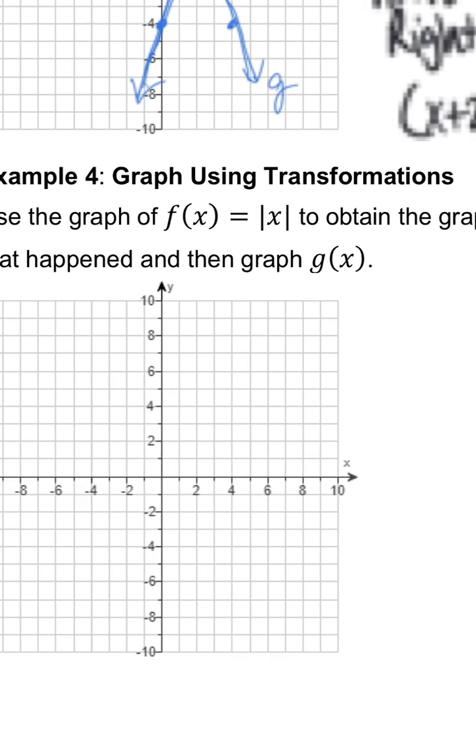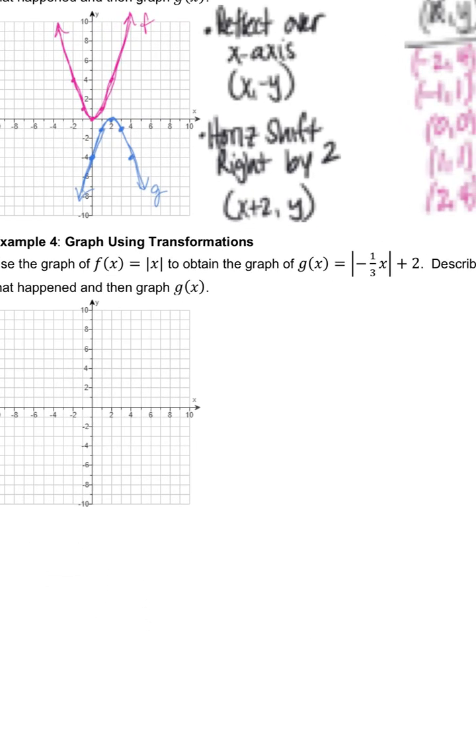All right. This time we've got a lot. So we take our absolute value of x and we turn it into g of x. So we have a negative, which means there's a reflection. We have a 1/3, which means a horizontal stretch or shrink. And then we've got the +2, which is going to be the vertical shift. So the first thing is we have a reflect over the y-axis. So that means that x changes.